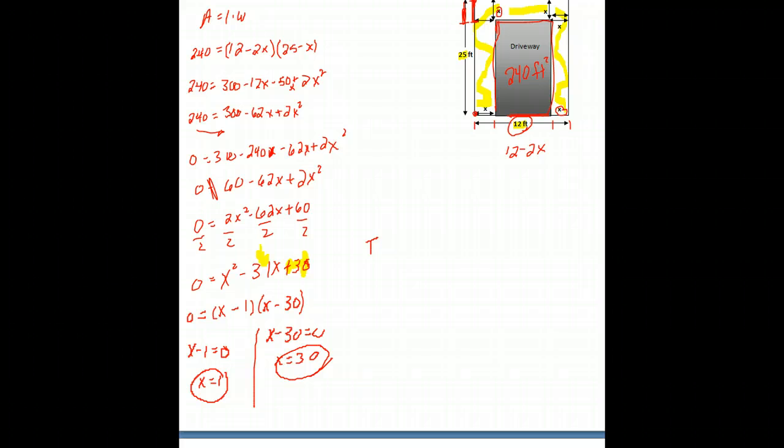So we came up with our equation. That was for the area, and that was here. And then we used that to solve for x. So the width of the crushed stone is 1 foot.